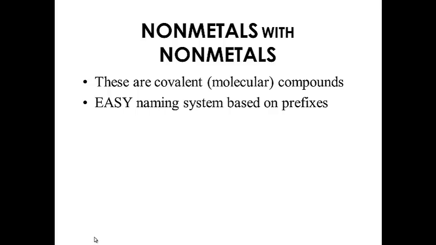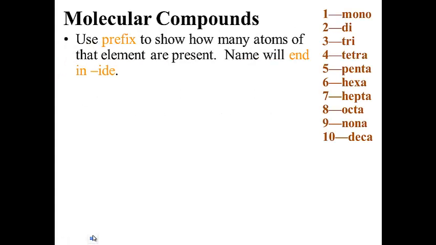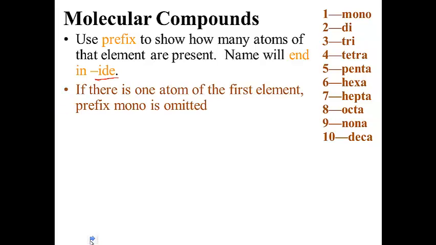Now, we're transitioning to a new system. If we have only nonmetals in the compound, these are covalent compounds, which are also called molecular compounds. And the naming system is really easy. So we're going to use a prefix to show how many atoms of that element are present, and the name will always end in IDE. If there's only one atom of the first element, we actually omit the prefix mono. Here are some examples.